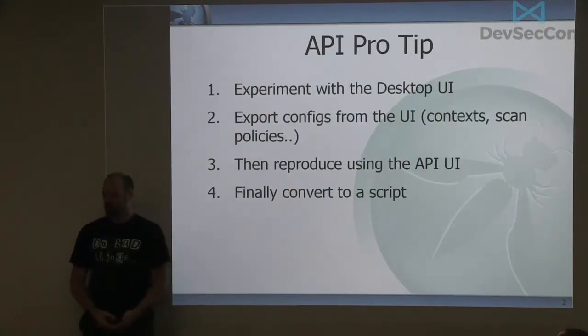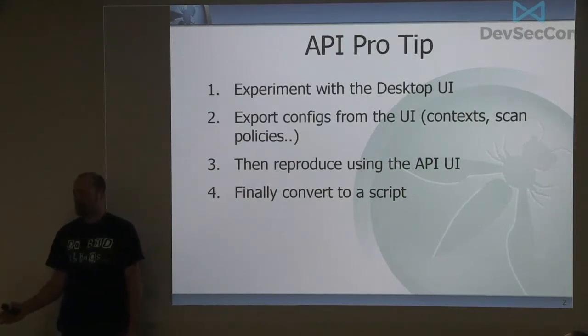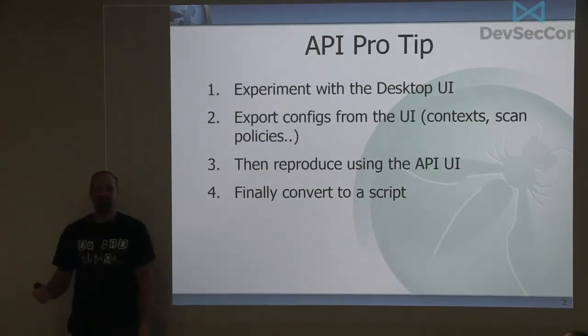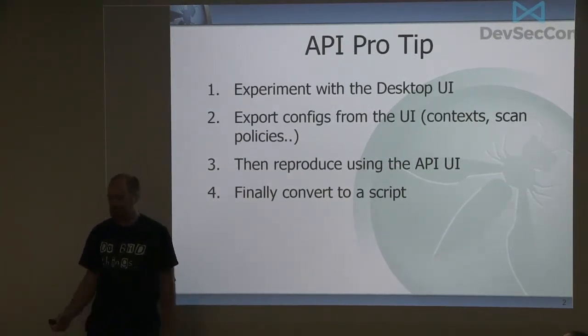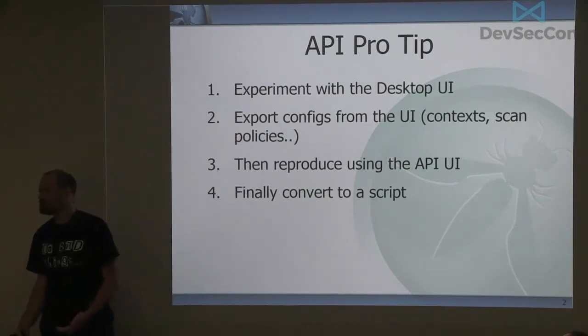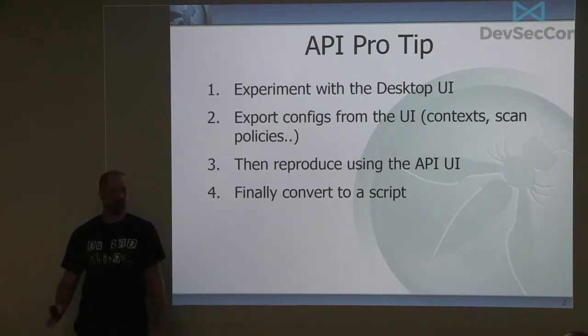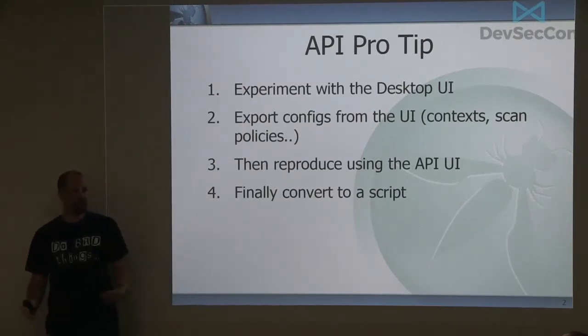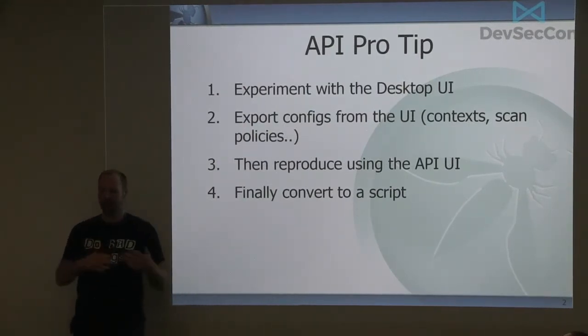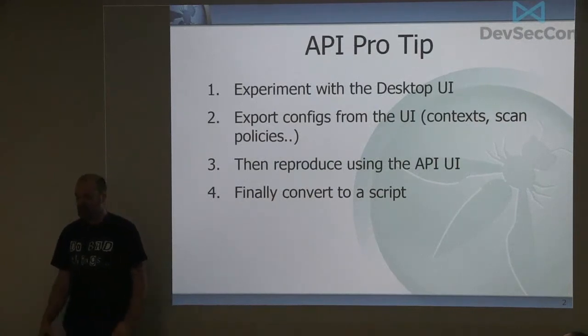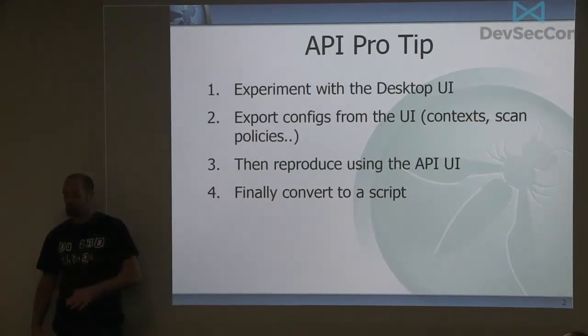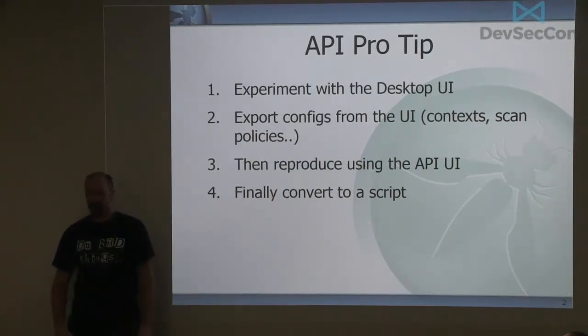If you're playing around with the API, pro tip: use the desktop UI first. If you've got any complex configuration, particularly things like contexts and scan policies, it's best to configure them in the UI. You can export those as files and import them via the API. It's much quicker than trying to work out all the API calls. So do that, reproduce with the API UI if you want, and finally convert to a script.